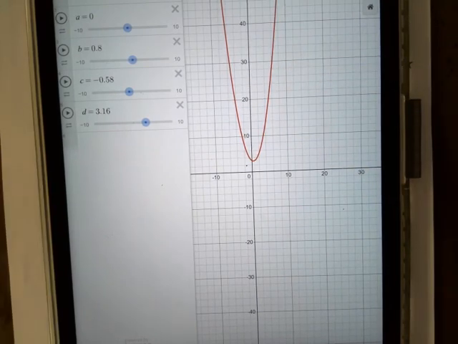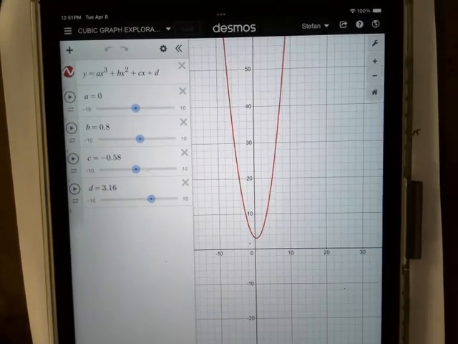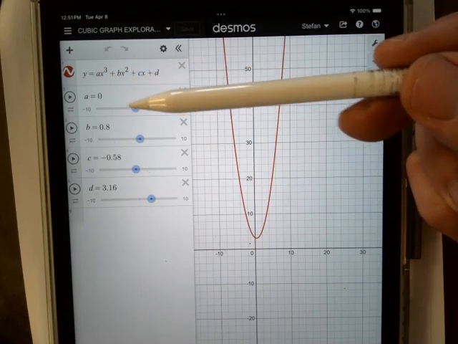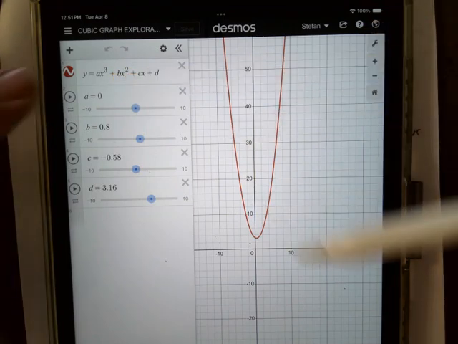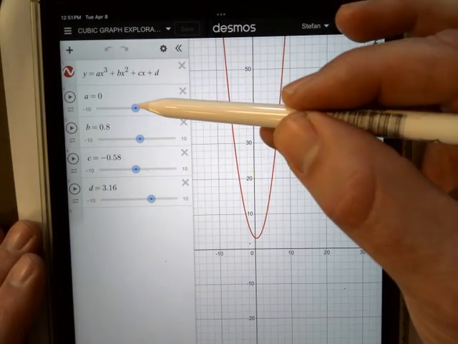Does this look like a cubic function to you? Doesn't it look like a parabola? Yes, it does. What's A equal to right now? It's 0. So you're turning off the cubic part of it, and you're just turning it into a quadratic if you do that, right?